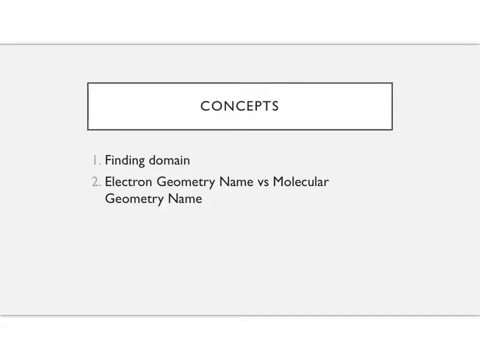This is a video to review 5.3 concepts. In 5.3, we learned how to find domain, and we also learned how to name different Lewis structures with their electron geometry name and their molecular geometry name.